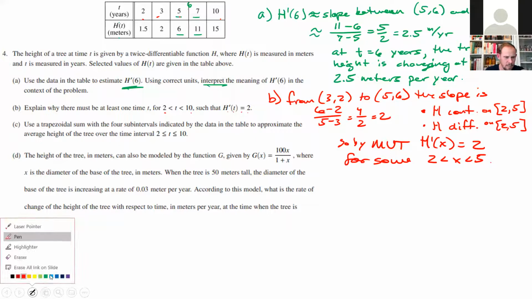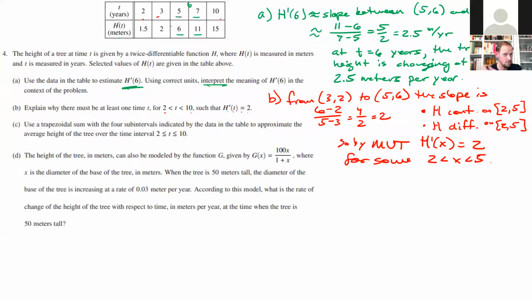All right, part C, they love to ask this, to use some sort of integration property to find whatever the area is, whatever the area means here. They love to ask that stuff. So use a trapezoidal sum with 4 subintervals, indicated by the data in the table, to approximate the average height of the tree over the time interval from 2 to 10.